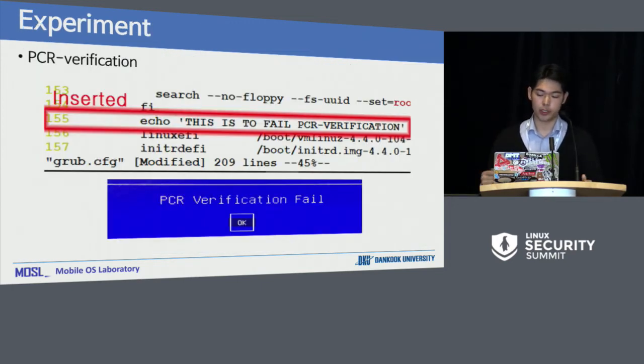The second experiment was to check if the TPM PCR verification can detect GRUB command modification. I have added an extra command that echoes "this is to fail PCR verification". And eventually when booting, the PCR12 changed and we could successfully detect it and halt the booting itself.